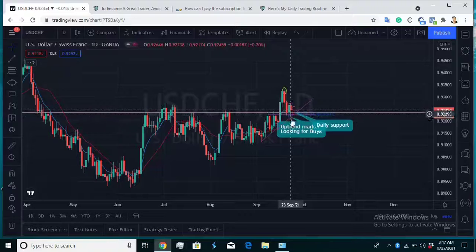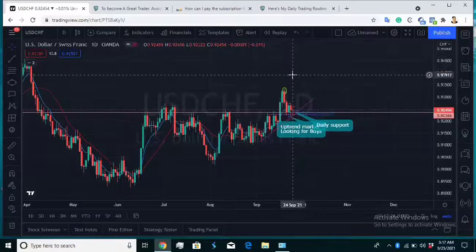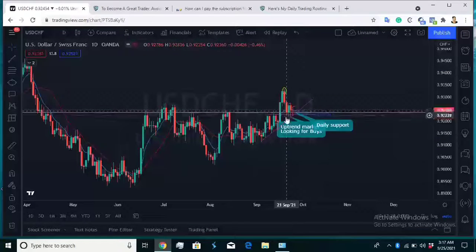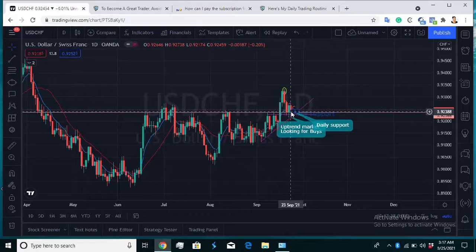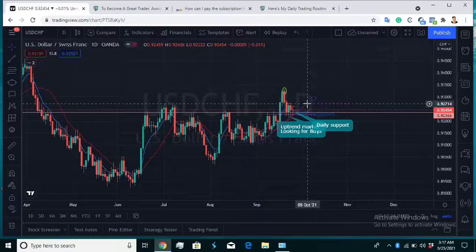We see all this exhaustion. We see this candle right here is actually a hammer, but it's not bullish. But we see this exhaustion. We see it sitting at this like a firm support. Yeah, so basically that is what we see.